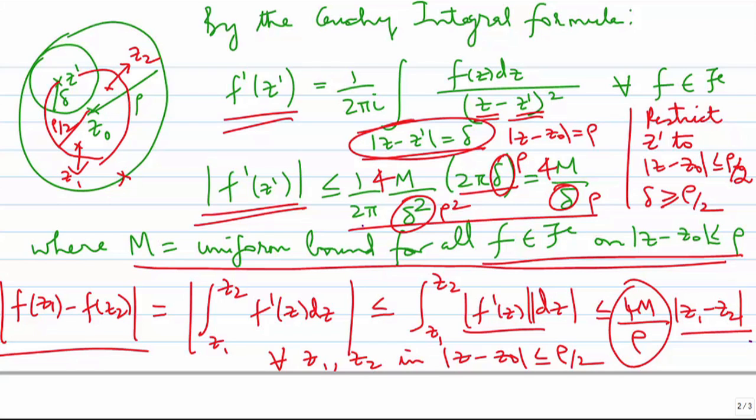This tells you that I can make the distance between f of z1 and f of z2 small, the moment I can make the distance between z1 and z2 small enough, and in a way that is independent of the particular choice of z1 and z2, and also in a way that has got nothing to do with the function f, because this m is a uniform bound for all the functions. That is exactly saying that the whole family of functions script f is equicontinuous on this disk centered at z0 and radius rho by 2, and that's how you get equicontinuity for free.